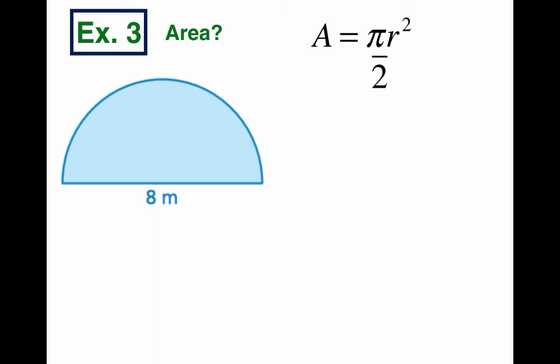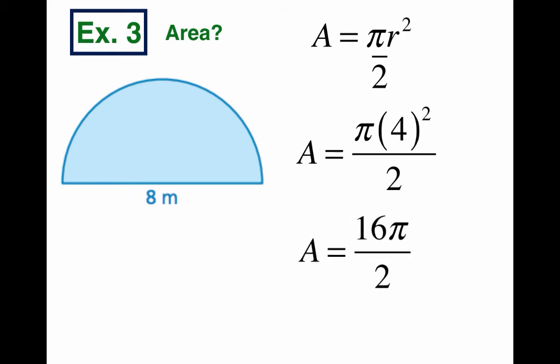What's the radius in this problem? What's our r value going to be? It's not 8, is it? 8's the diameter. What's the r? It's 4. So we're going to do pi times 4 squared, but then we'll divide it by 2. What's 4 squared? 4 times 4 is 16. So we have 16 pi divided by 2. What's 16 divided by 2? 8. So we got 8 pi.